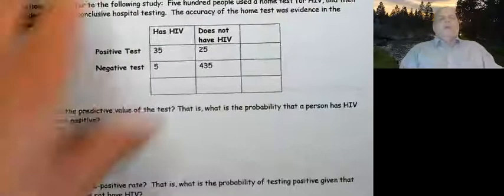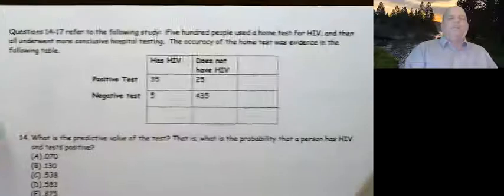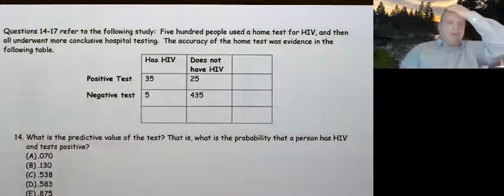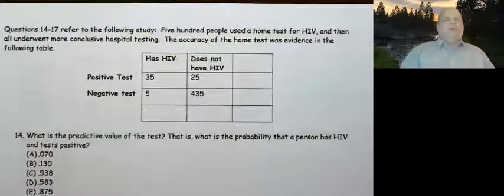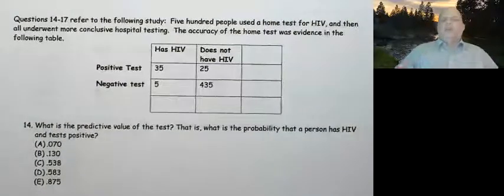All right, so questions 14 through 17 refer to the following study. 500 people used a home test for HIV, then all underwent more conclusive hospital testing. The accuracy of the home test was evidenced in the following table.